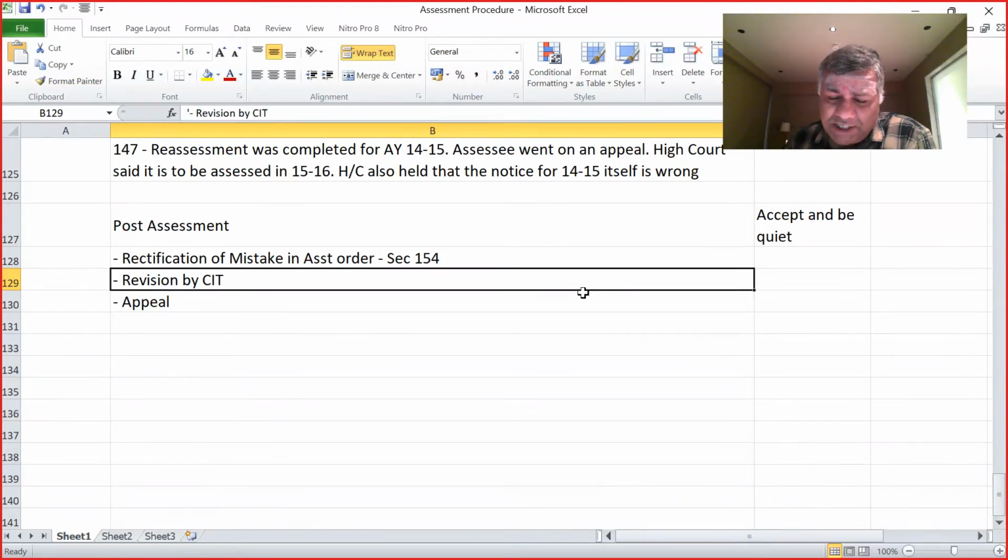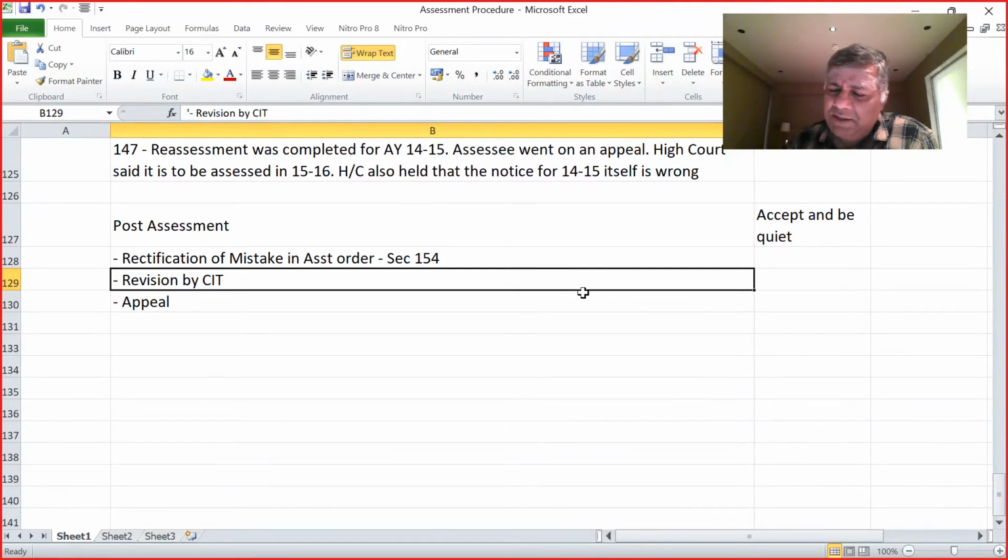Then tools of assessment are in 142, 3 internal, 3 external. 143 prima facie adjustment. 143.2 notice for scrutiny assessment. 143.3 scrutiny assessment. 144 best judgment assessment where cooperation is not given. Then faceless assessment 144B. 145 method of accounting is now replaced by ICDS. 145 and 146 method of accounting for inventory is replaced by ICDS 2.